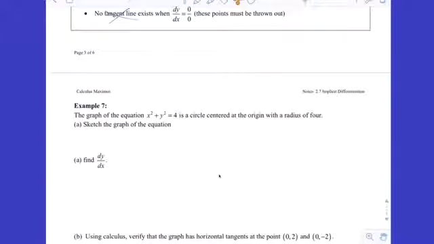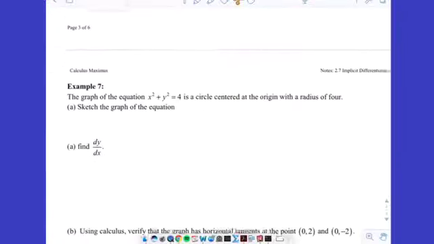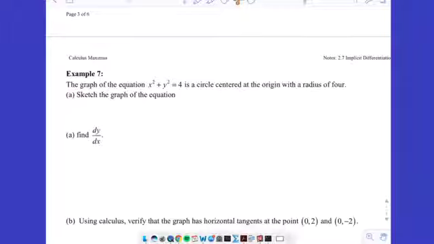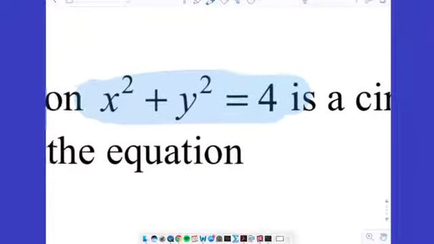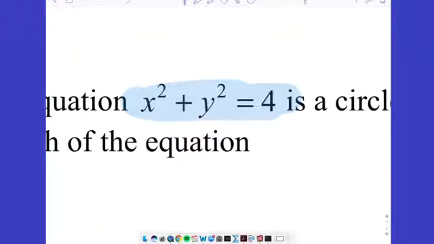Okay, so starting with number 7, I like to give you an equation that you recognize so that we can compare the calculus answers to the answers that you know to be true. And when you do that, then you can start trusting the calculus on its own. So for example 7, we have a little circle right here, x squared plus y squared equals 4. This circle is centered at the origin.